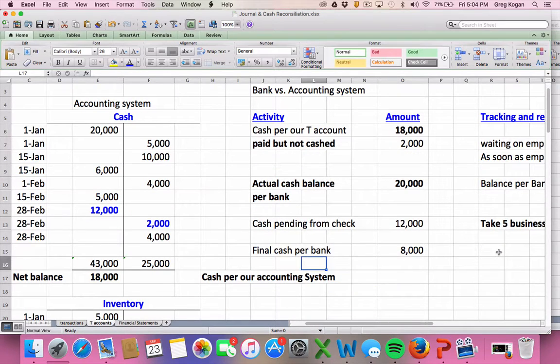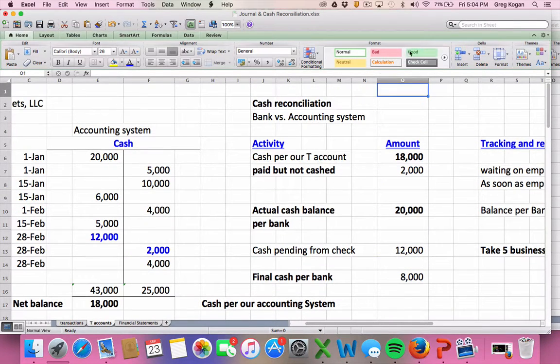So right now, the balance for the bank statement is actually 8,000, and the balance for the accounting system is 18,000. So we have a difference of 10,000, with the 12,000 going down on us and the 2,000 going up on us, with a net of 10,000. And that's how you know what every difference is related to and how to reconcile it. This is the essence of how to do a cash rec.